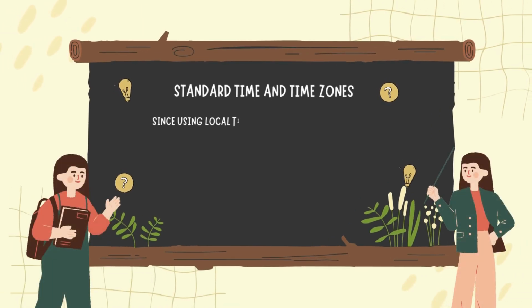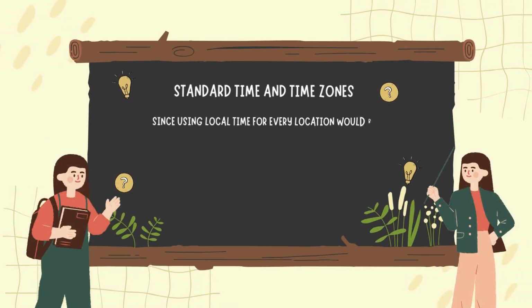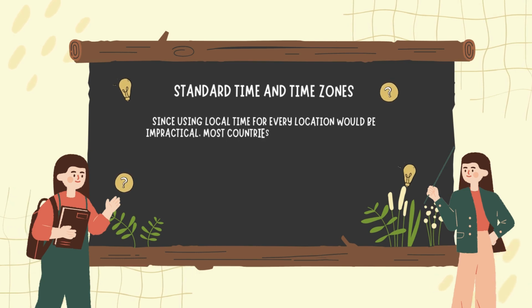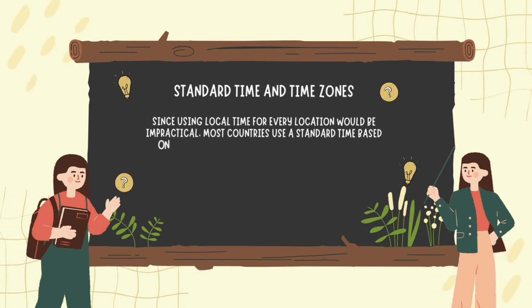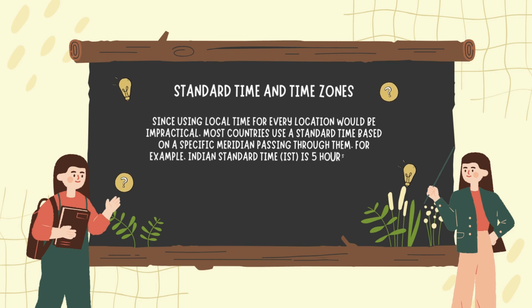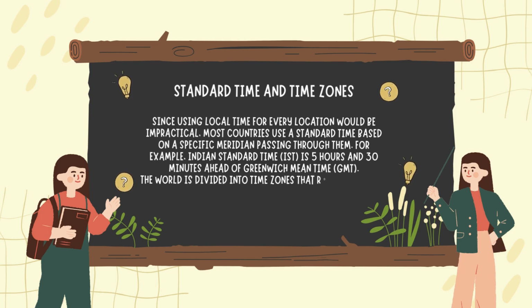Since using local time for every location would be impractical, most countries use a standard time based on a specific meridian passing through them. For example, Indian Standard Time, IST, is 5 hours and 30 minutes ahead of Greenwich Mean Time, GMT. The world is divided into time zones that roughly follow these 15-degree meridian divisions.